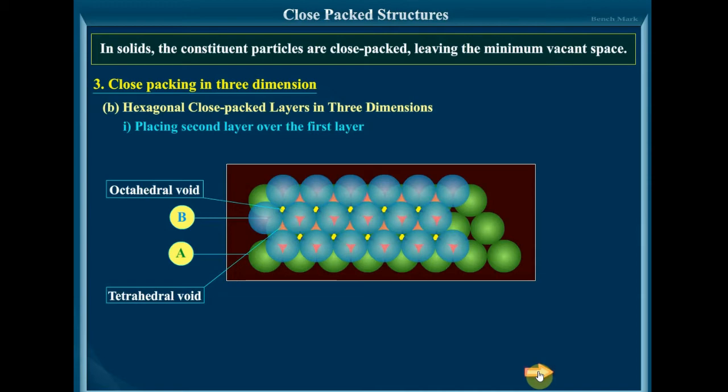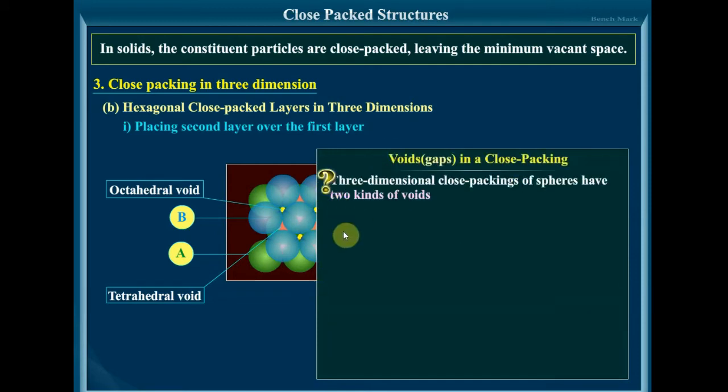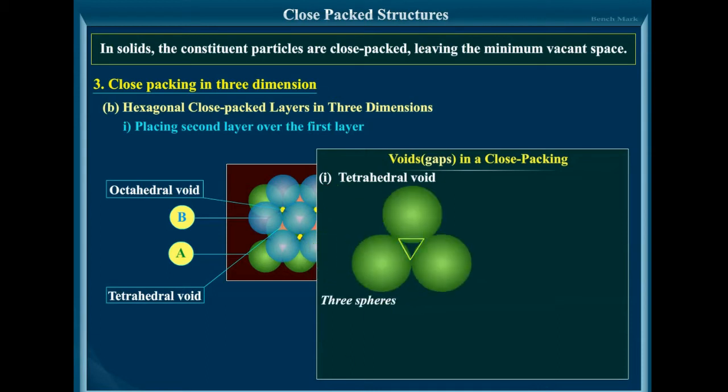So let us see this. The two types of voids. The voids or gaps in close packing. 3-dimensional close packings of spheres have two kinds of voids. The 3 spheres are there. This is a trigonal void actually, in the first layer. And the 4th sphere, that is the blue one, you are placing above it. Here you can see the 4 spheres are at the corners of a regular tetrahedron. Hence, that type of void is called the tetrahedral void.